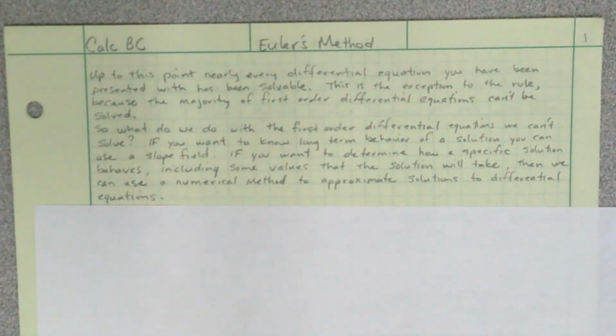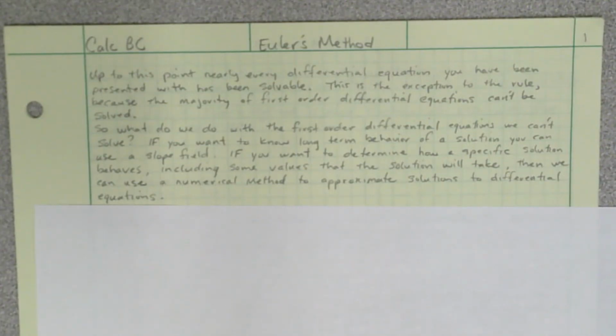Euler's method. And so let's talk about that. Up to this point, nearly every differential equation that you have been presented with has been solvable. This is the exception to the rule, because the majority of the first order differential equations usually can't be solved. So what do we do with the first order differential equations we can't solve?